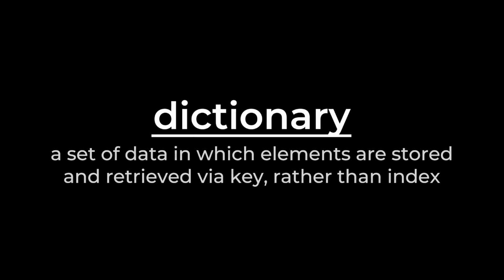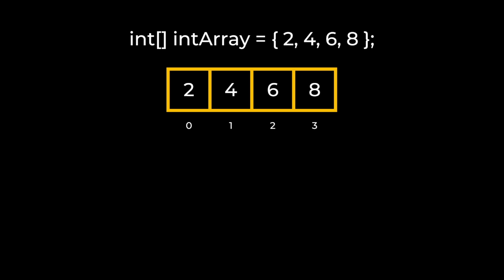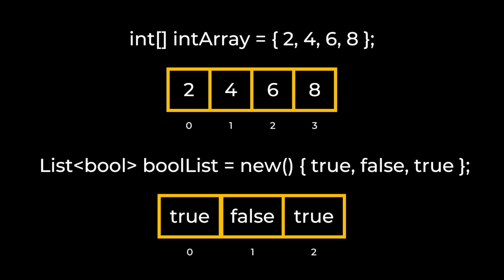A set of data in which elements are stored and retrieved via key rather than index. So, with arrays and lists, we've been working with indexes that start at 0 and go up to 1 less than the size of the collection. If you want to retrieve or modify a value in the collection, you need to know the index.